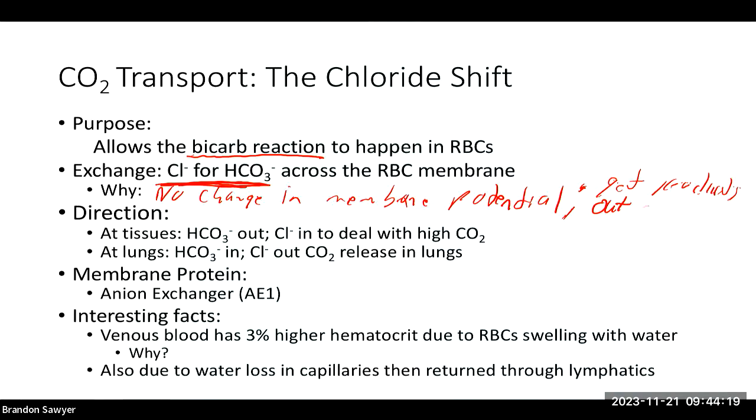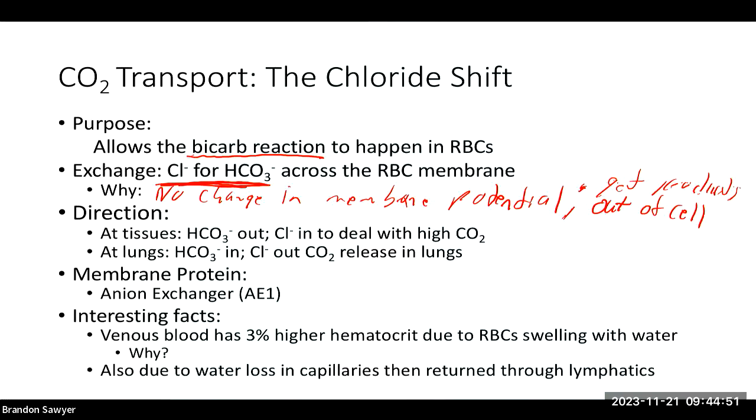Get products out. That says products, sorry about that. To get the products of the reaction out of the cell. And so that one really comes first, right? If we want this reaction to keep happening in the red blood cell, which is how we deal with CO2, then we need to get all the products of that reaction out, or it'll stop, right? When we build up the products of a reaction, that reaction will stop or it'll reverse. So we need to get those products out.